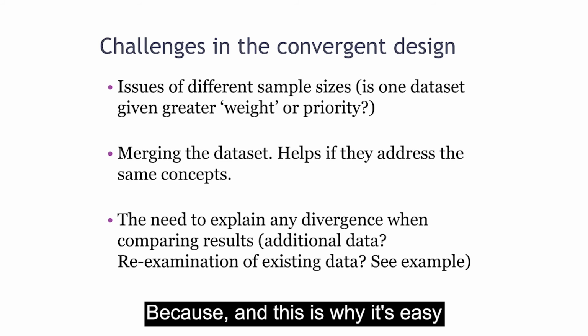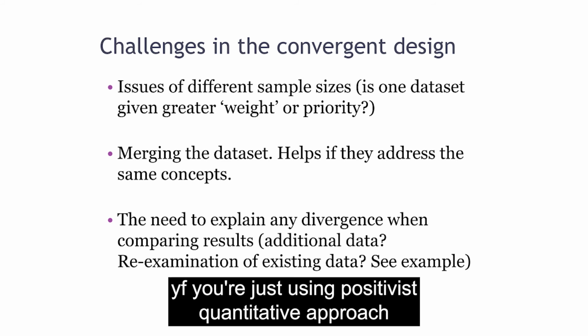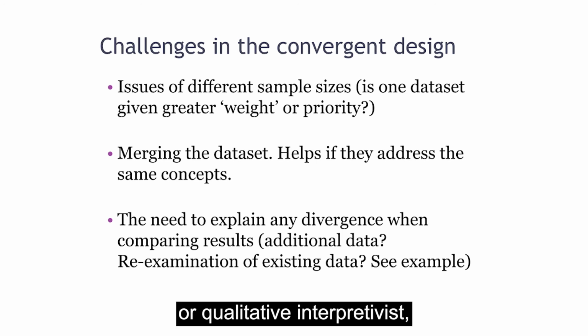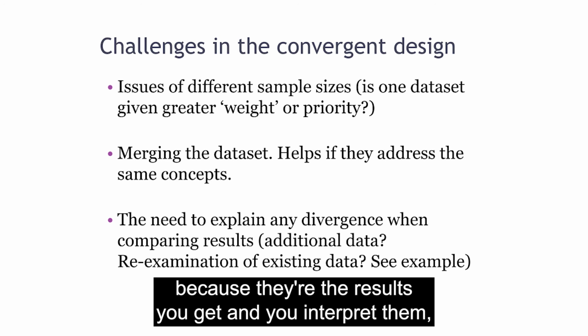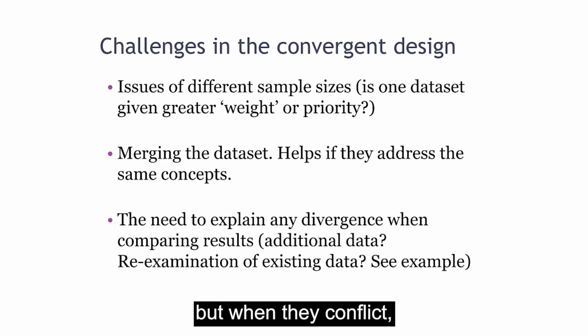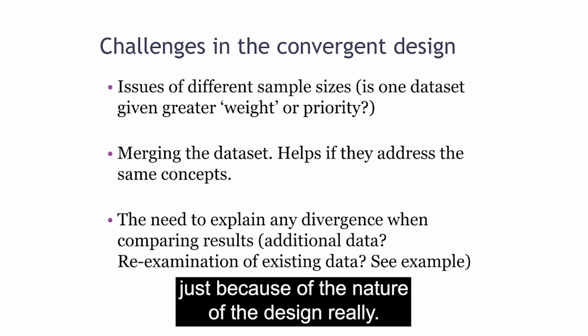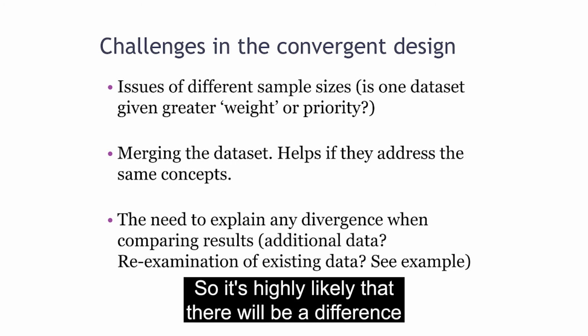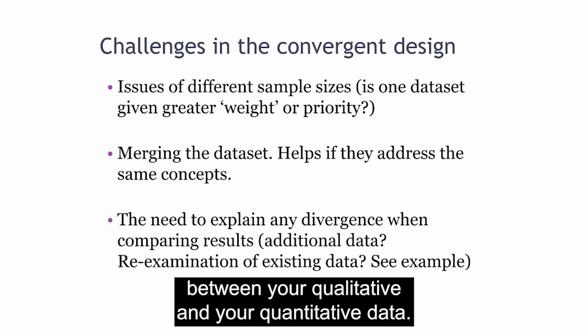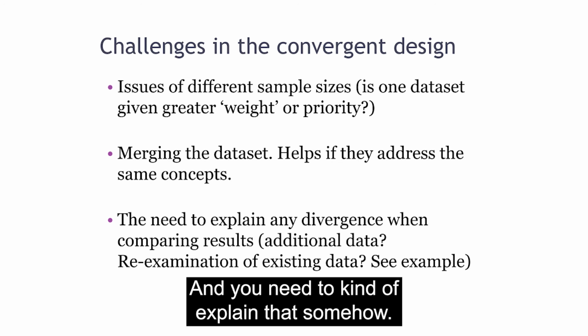Because, and this is why it's easy if you're just using a positivist quantitative approach or a qualitative interpretivist one, they're the results you get and you interpret them. But when they conflict, and I would say they almost always do, just because of the nature of the design, it's highly likely that there will be a difference between your qualitative and your quantitative data. And you need to explain that somehow.